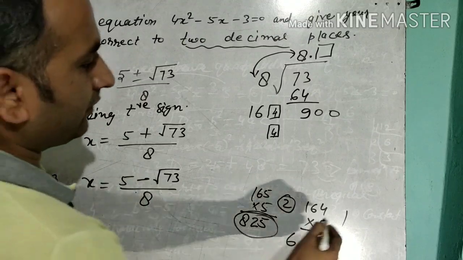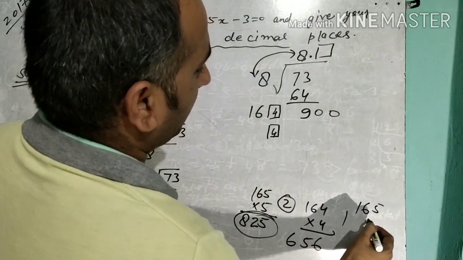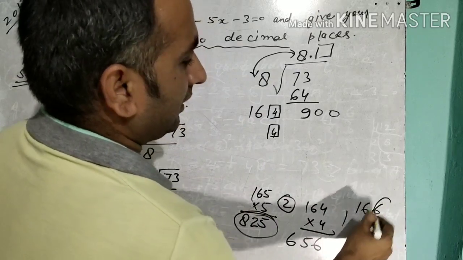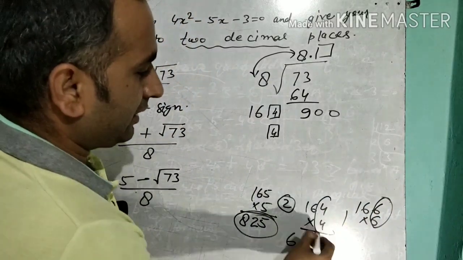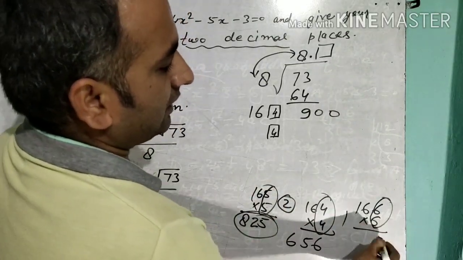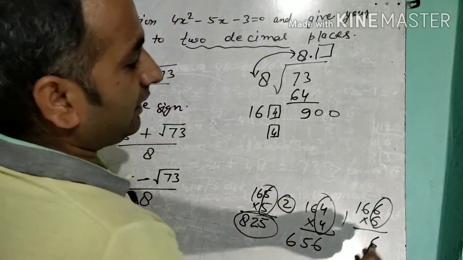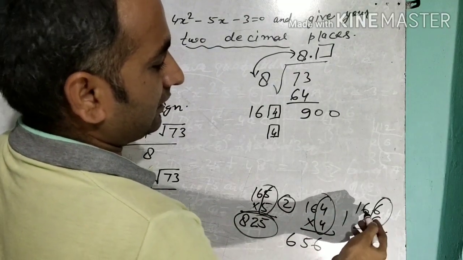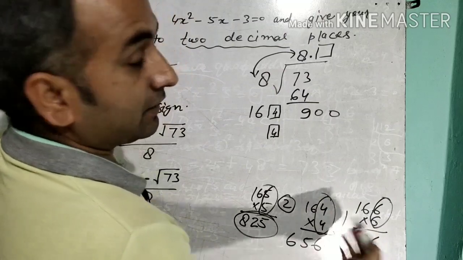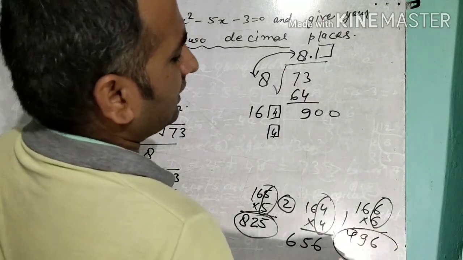For 6, check for the 6, 165 into 166 into 6. The digit should be same here. There should be same. Here is also. So it's 166. This will be 6 × 6 is 36. Okay, we have a 3. So 6 × 6 is 36 plus 3 is 39. But 6 × 6 × 1 is 6. So it is greater than 900.